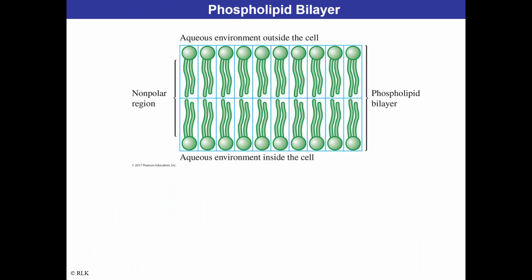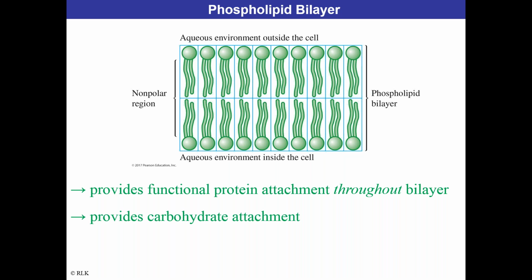So let's take a look at the phospholipid bilayer from a cross-sectional view, if you will, maybe a two-dimensional view. This is just a blown-up cartoon of what that cell membrane would look like without any of the other components. But again, this just helps you understand the differences between the polar and the non-polar regions inside and outside the cell. Again, it provides functional protein attachment, and it can also provide carbohydrate attachment, okay?